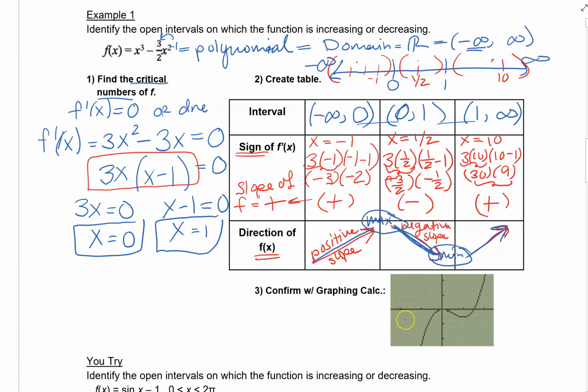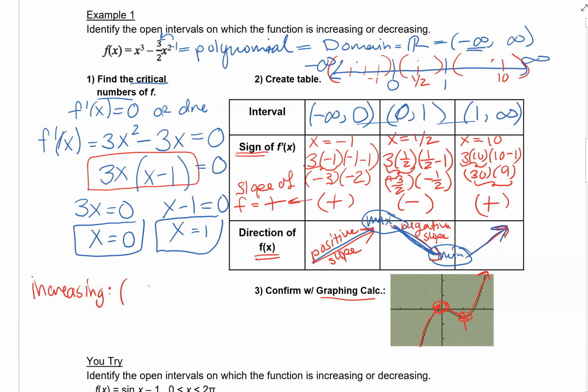But look, this is the actual graph from the graphing calculator, and it does do that. It goes up until 0, and then down until 1, and then up. So those really were where the maxes and mins were. So to answer the question, because it just wanted to know the intervals, for increasing, there were actually 2.